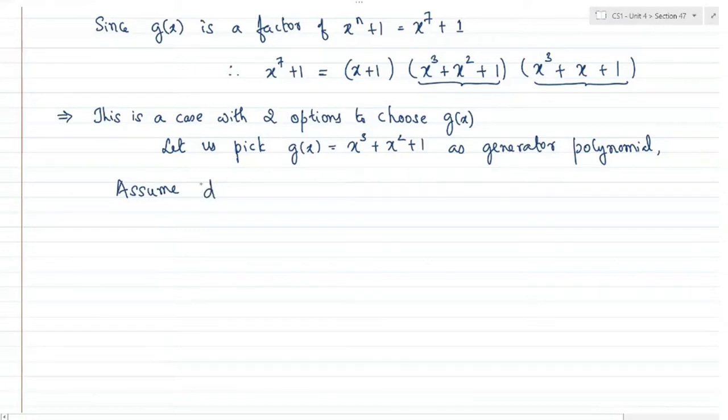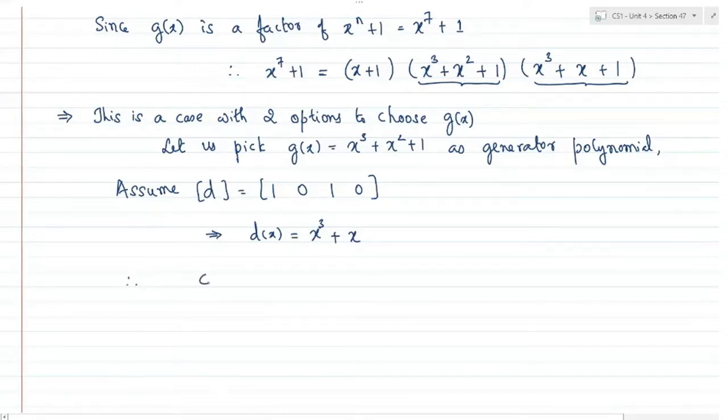Assume the data row vector d as something like 1 0 1 0, which can be represented as a polynomial as well. So d of x, with positions 0, 1, 2, 3, will be x cubed plus 0 times x squared plus 1 times x. This is the polynomial which represents the given data vector.